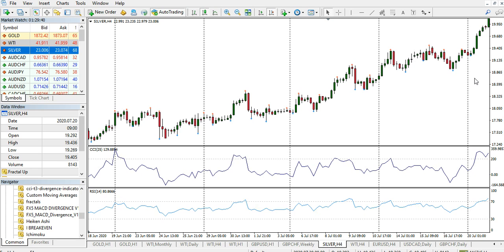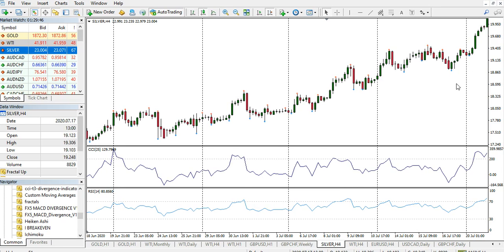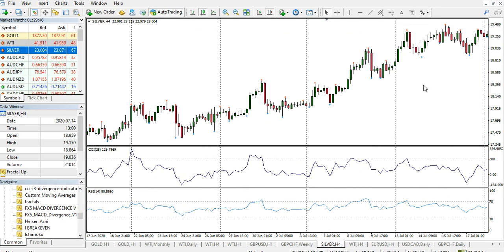Or divergence to look for a reversal. So if we wanted to find out how we could participate in this move, even up to last week, we had price went from a low to a higher low, and we had the oscillator go from a low to a lower low. So this would have been a bullish divergence.